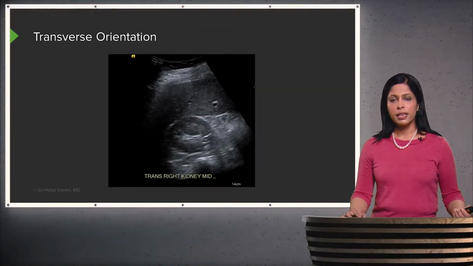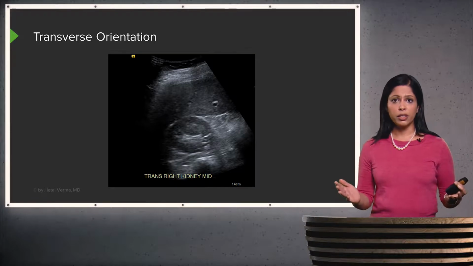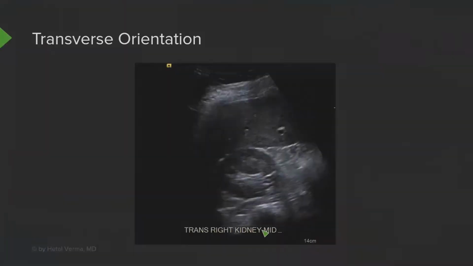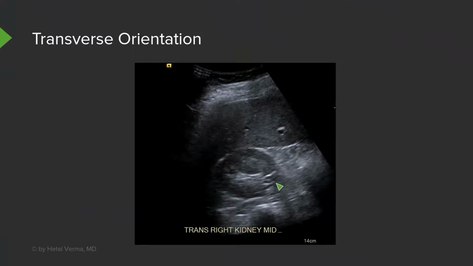Transverse orientation is essentially transverse or perpendicular to the longitudinal plane. So this is kind of a horizontal image of the right kidney. So typical for this will be the right side of the patient. This will be the left side of the patient. And similar to a sagittal image, this is anterior, or the abdominal wall, and this is posterior, where the spine will be. This right here is the outline of the kidney, and adjacent to it is the liver.